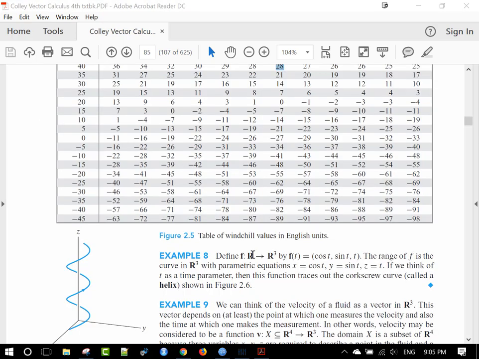Okay, here's an example of a scalar input, but we get a vector output. You can see that it's a vector output just by identifying that there are commas here. So that means the output is a vector. You're given a t, you get this.